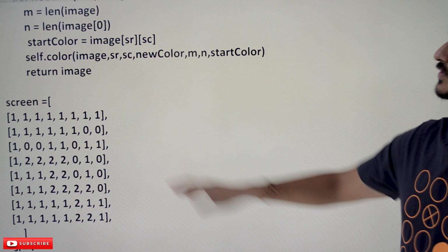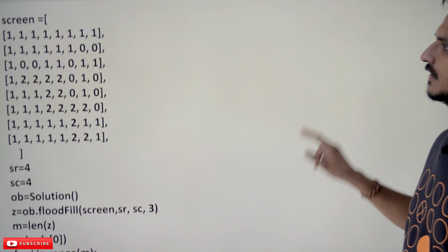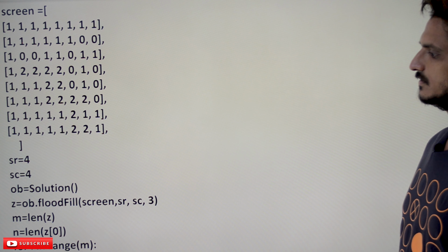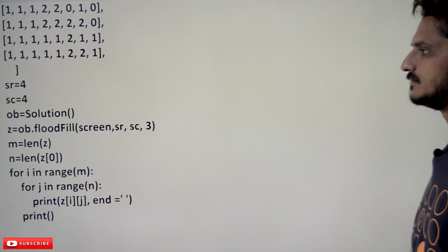This is the example which we considered here. Hope you understand this example.